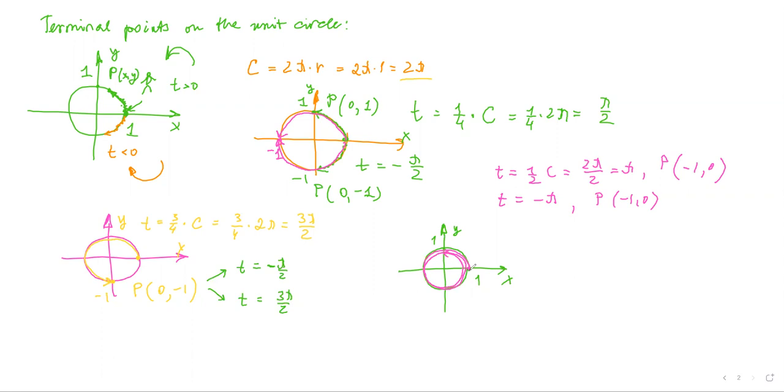Well, guys, we know that a full circle is 2 pi, right? We need to count how many full circles we have. Well, it looks like I have 1 full circle, 2 full circles, and 3 full circles.